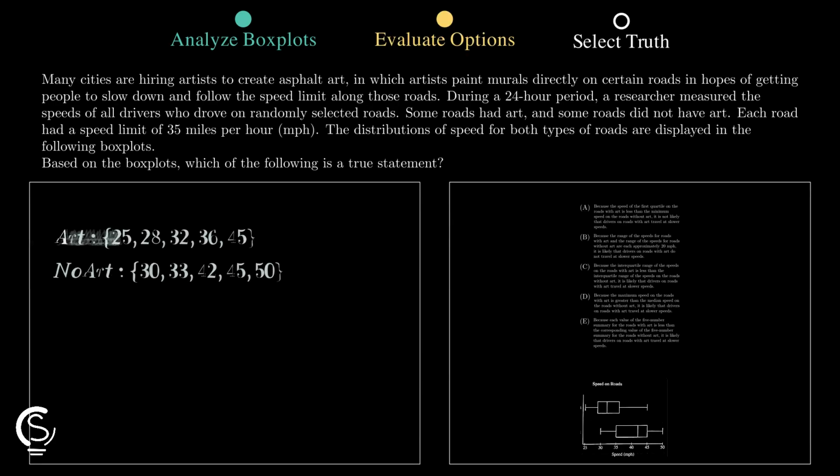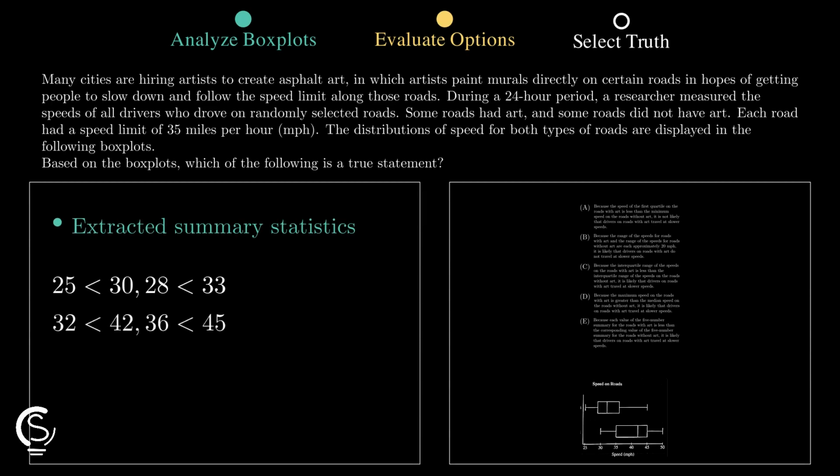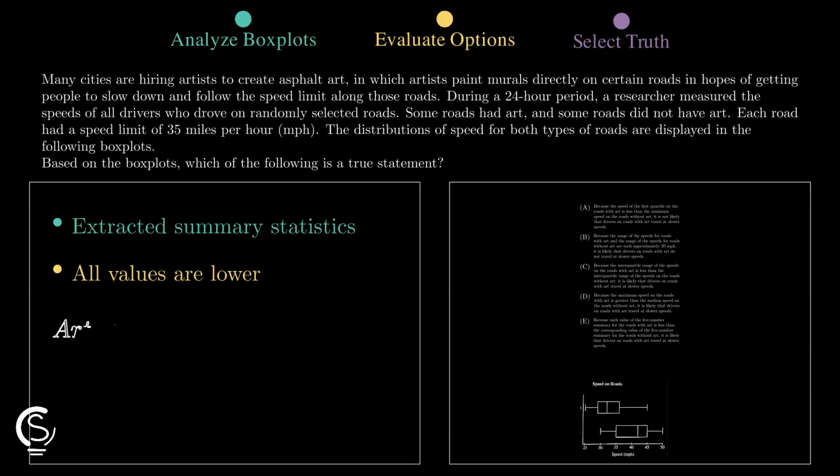Compare the values directly. Every point in the 5-number summary for roads with art is strictly less than the corresponding value for roads without art. This indicates a downward shift. Option E correctly states that every value in the 5-number summary for roads with art is lower than for roads without art, confirming that drivers travel at much slower speeds.